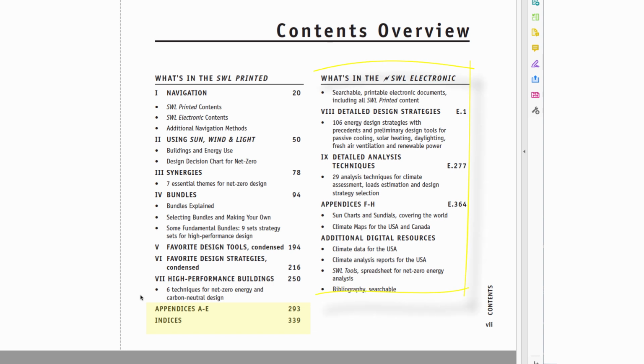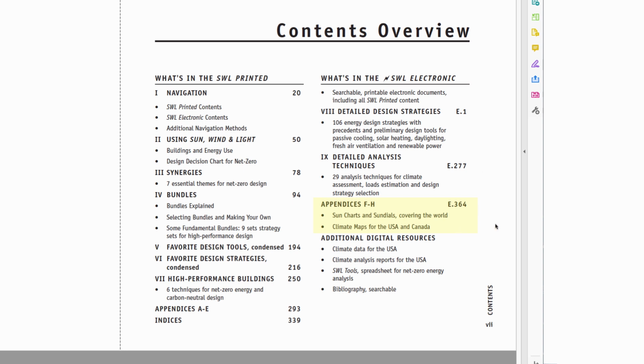Now, what's over here in the electronic volume is the detailed design strategies. If you're familiar with the second edition, they're the same kind of landscape format. That's typically about 2 to 4 pages per design strategy. There's 106 of those. Then we have the detailed analysis techniques. That's moved here. It started off in the beginning in the second edition. We moved it sort of to the end. Those analysis techniques are things like estimating loads and selecting design strategies, understanding your climate, and so forth. Then we have the appendices. All the appendices go into the electronic volume, so we didn't have to print all those sun charts, sundials, climate data, climate maps, etc.